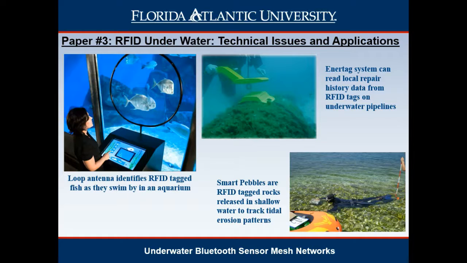And then finally down here at the bottom is a research project called the Smart Pebbles system, where they take rocks, put RFID tags inside them, release them on the shoreline, and then over time the scientists go out and track them, see how their distribution is changing over time, and use that to track the erosion patterns going on.